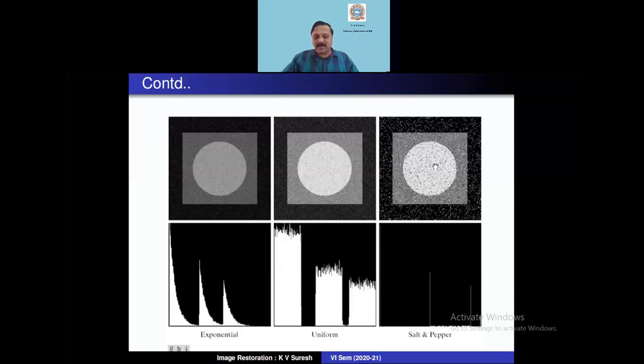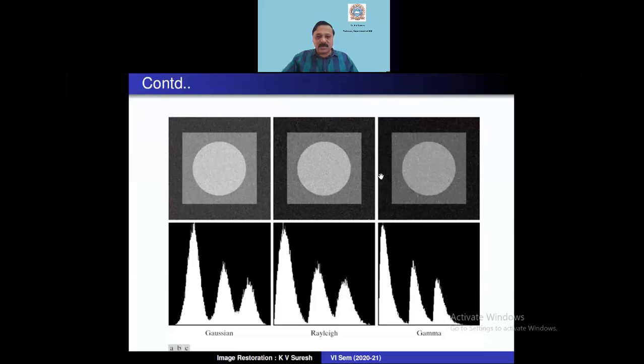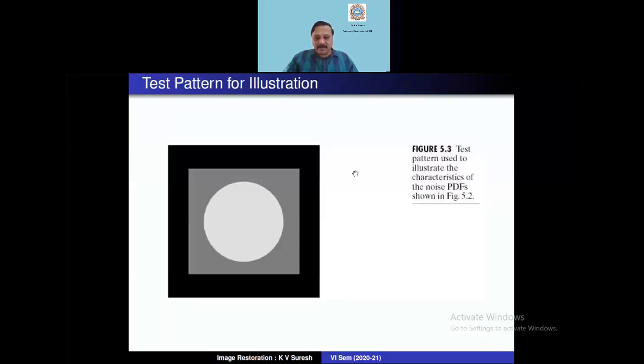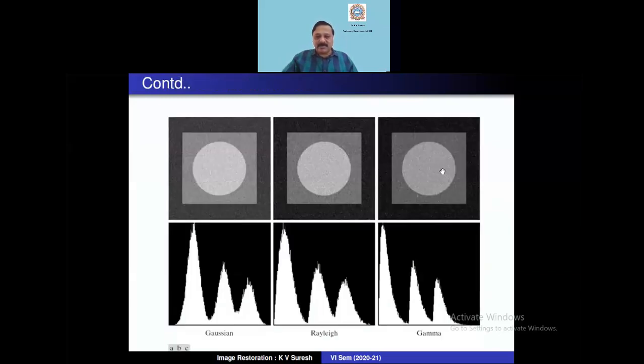That means with some expertise in image processing, I can definitely say this is corrupted with salt and pepper type of noise, because you could see white dots and black dots. But definitely these two and also these three, no way I can just look at the image and say what is the type of noise that is corrupted. Okay, let me repeat what I have told. We took a test pattern of this nature, corrupted with different types of noise and plotted its histogram.